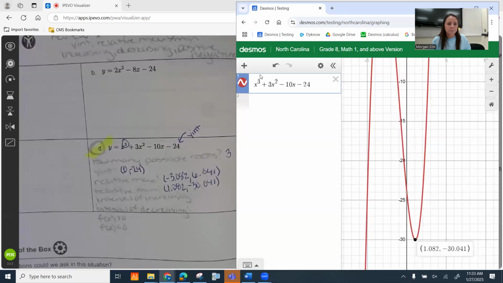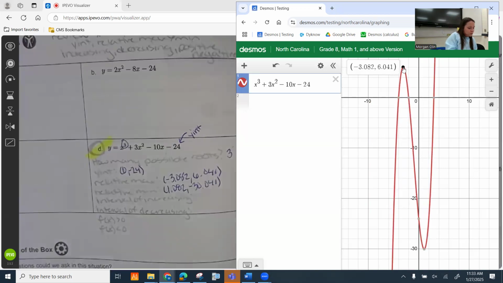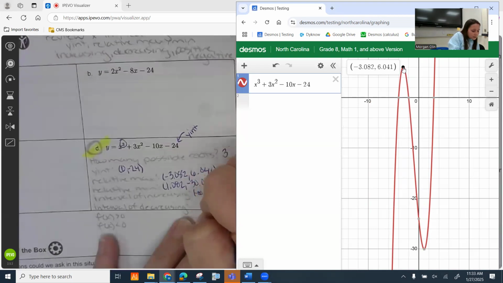Now, if they ask for the relative max value or min value, you want the y value there. Now, interval of increasing, where is it going up? So for the interval of increasing, I'm going to start from the left. Right here, we're increasing all the way to, and remember, we're using the x values. So I'm going to start at -infinity, and then I'm going to go to that x value of -3.082.